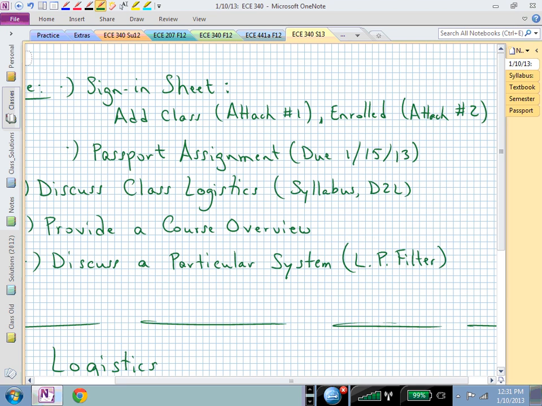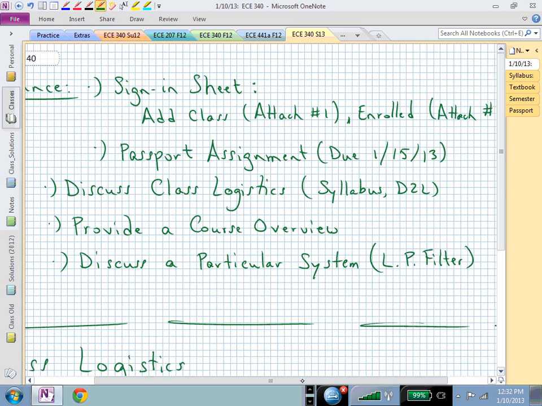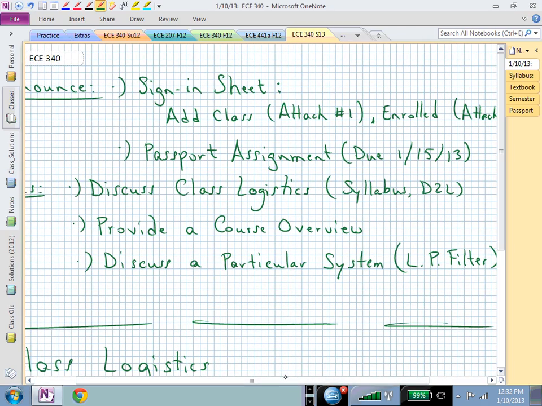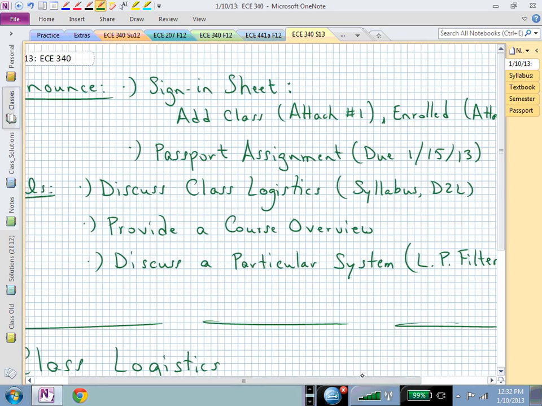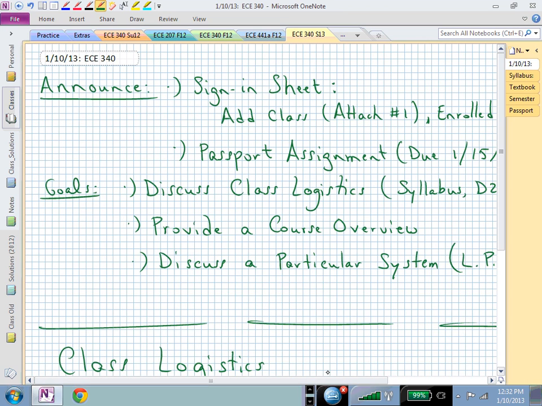I should let you know that there is an assignment, and it's due on Tuesday. It's going to be a challenging assignment, and we'll talk more about that, but it's the passport assignment. It's your passport into the class. We'll talk about that when we start talking about class logistics, and this is how I will start out most classes. I'll have this on the board as you walk in. Question?